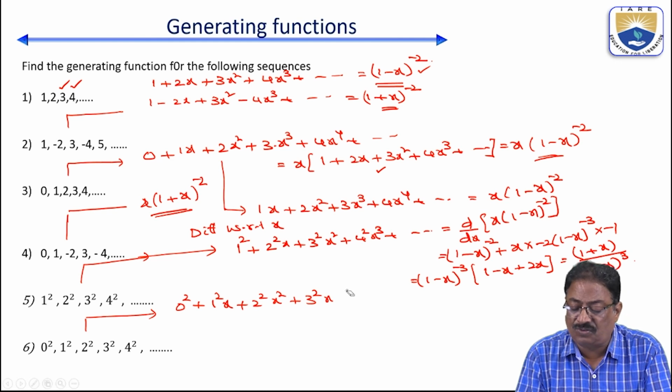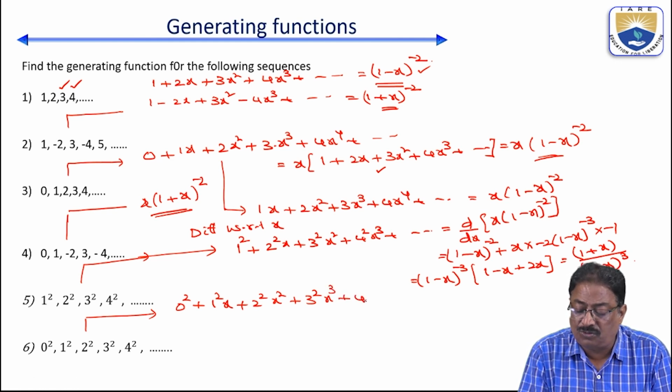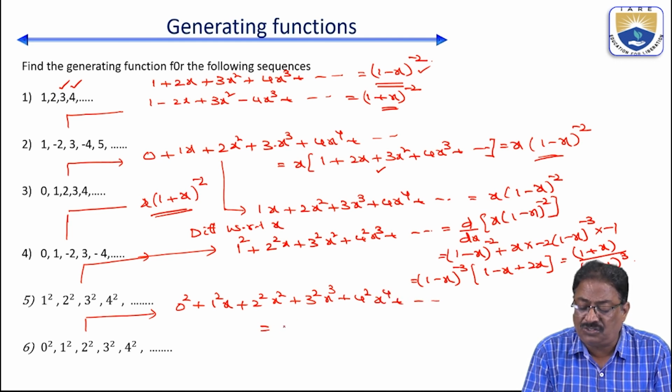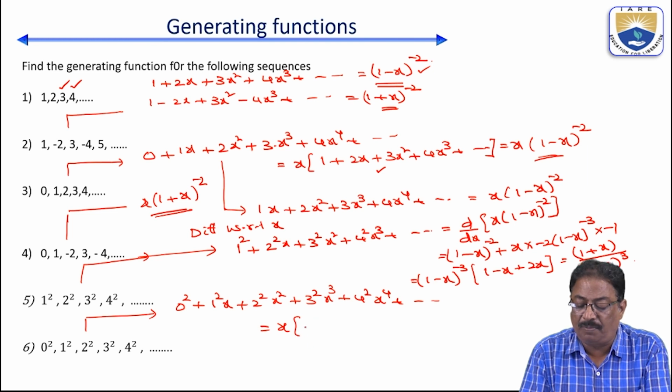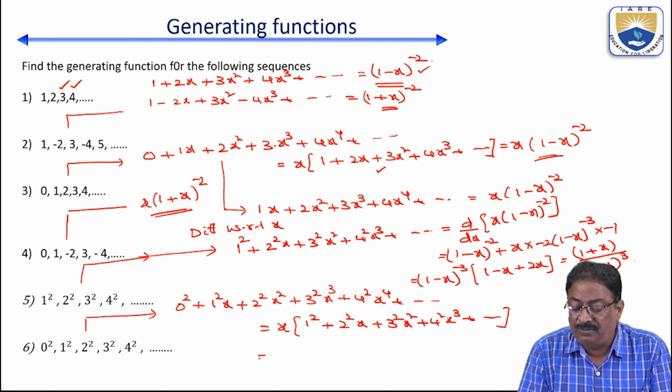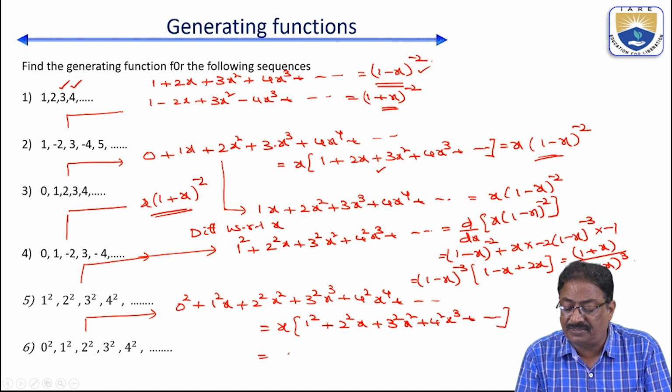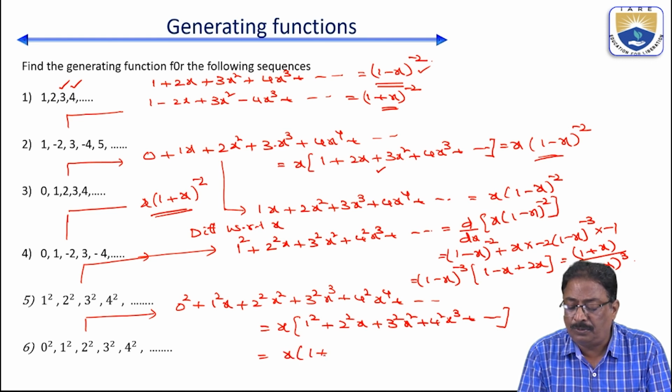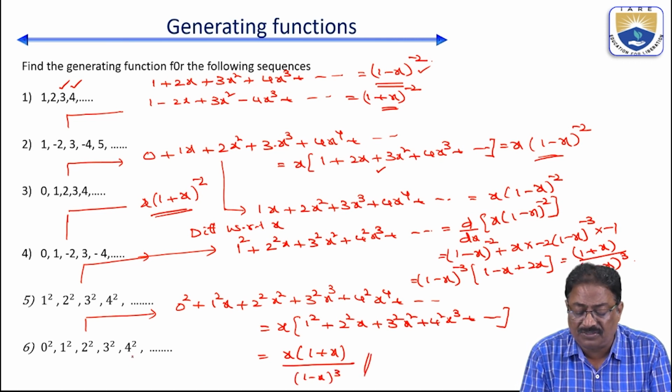See here, x squared, x cubed, plus 4 squared x to the power 4, plus and so on. For this I just took x common, so then it will become 1 squared, 2 squared x, 3 squared x squared, 4 squared x cubed, plus and so on. So for this the generating function is x into (1 plus x) by (1 minus x) whole cubed. So this is the generating function for this sequence.